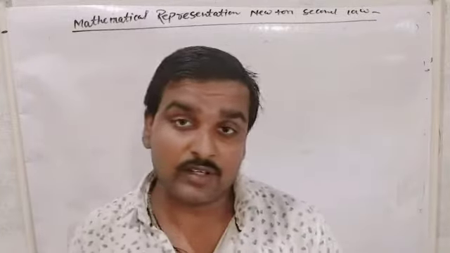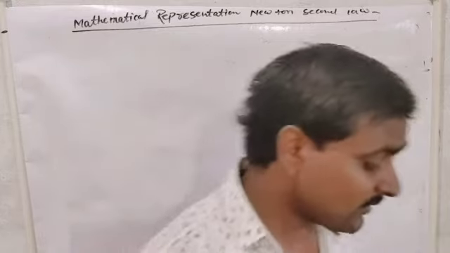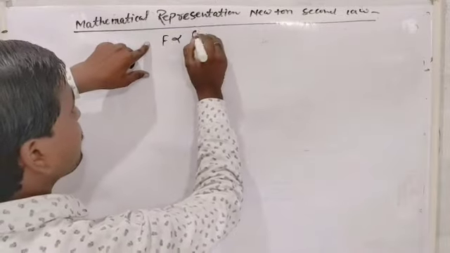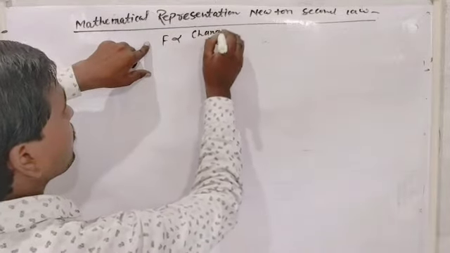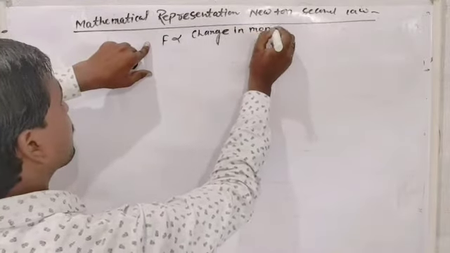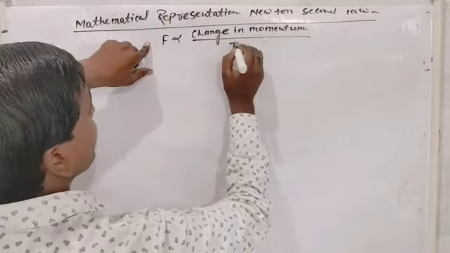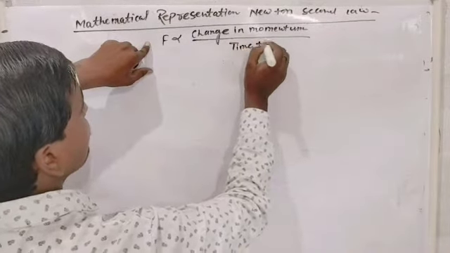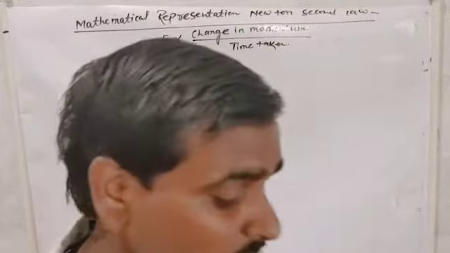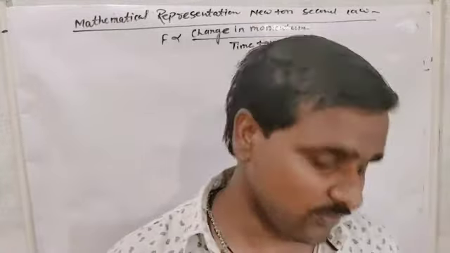the rate of change of momentum. Applied external force is directly proportional to the rate of change of momentum. Means that F is directly proportional to change in momentum upon time t. Rate of change of momentum is directly proportional to the applied external force.